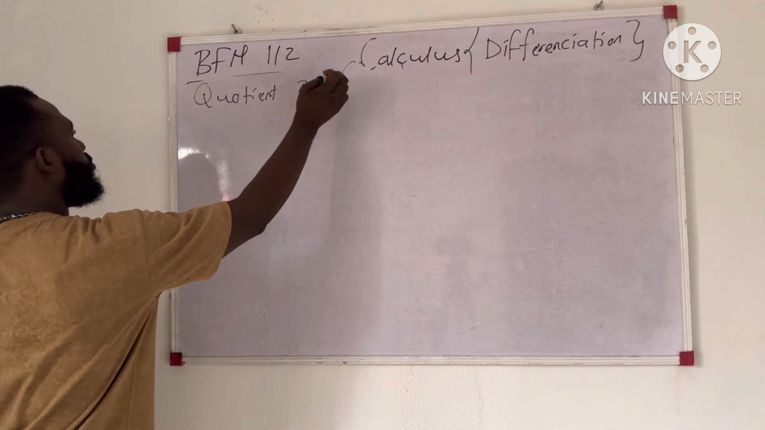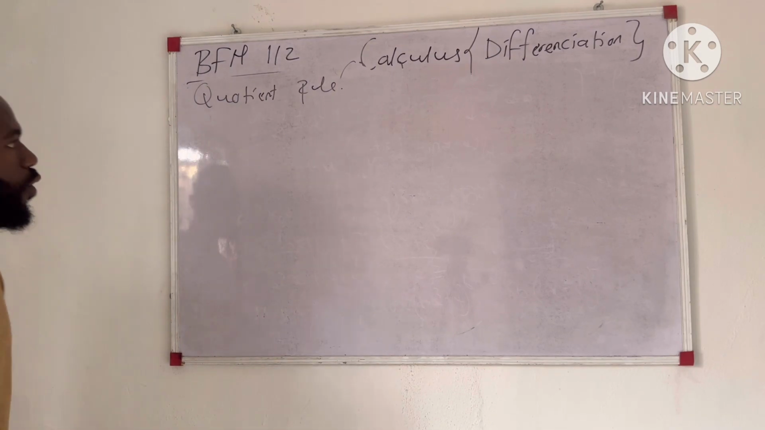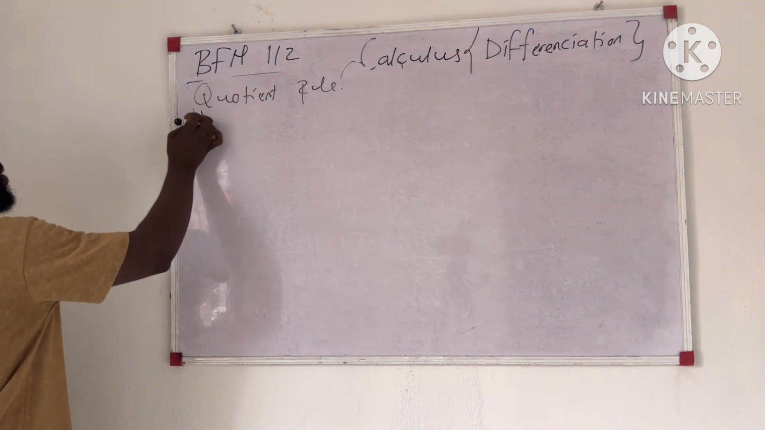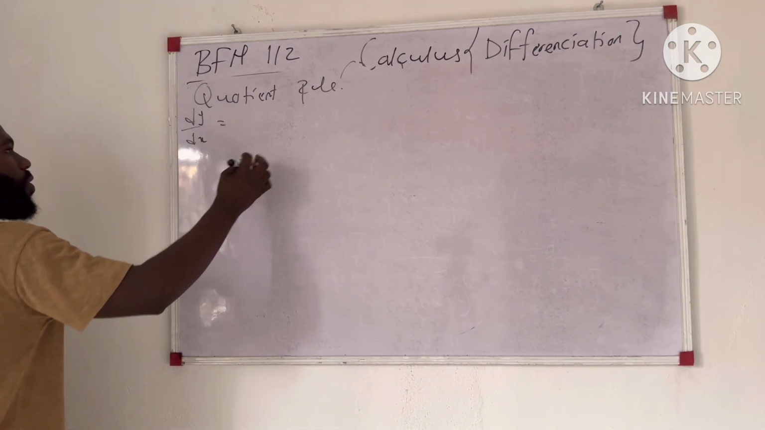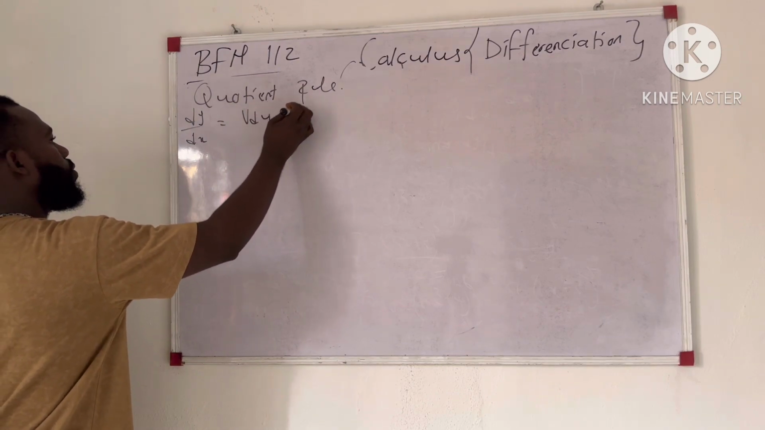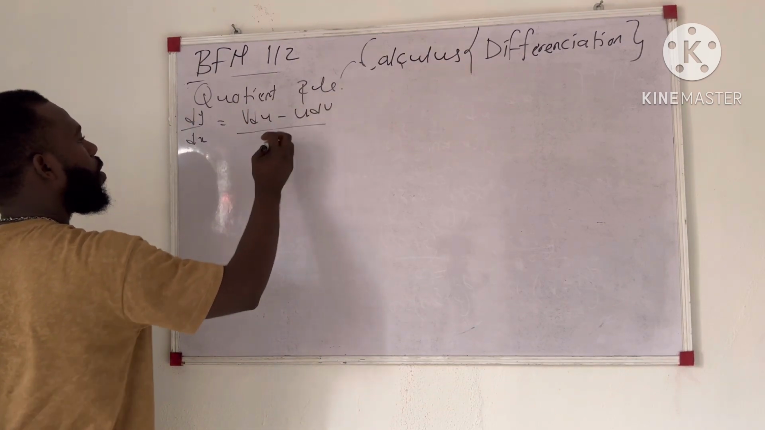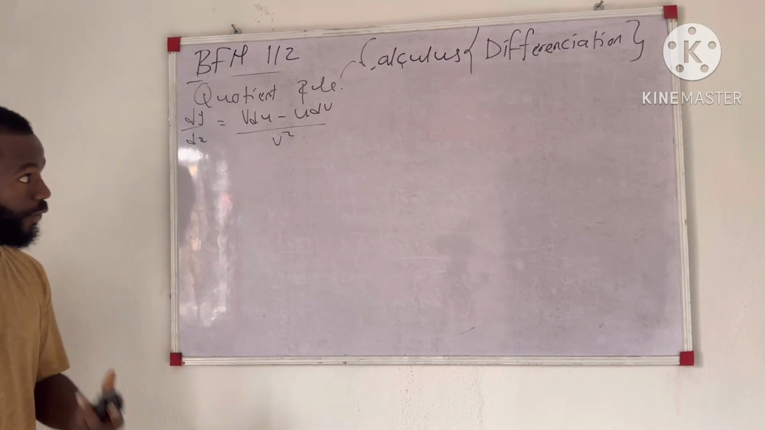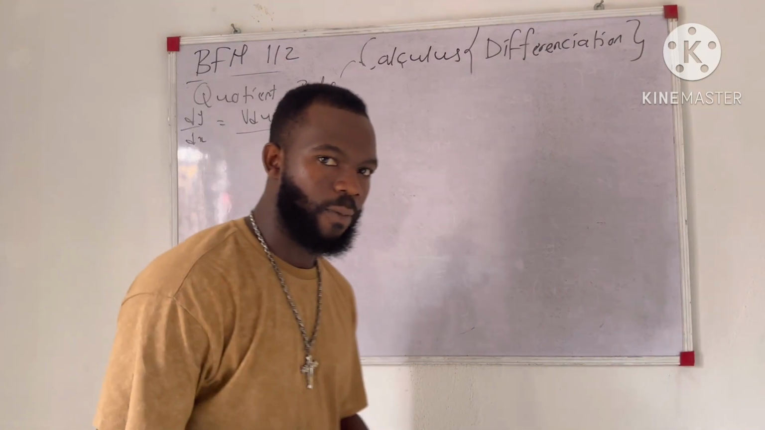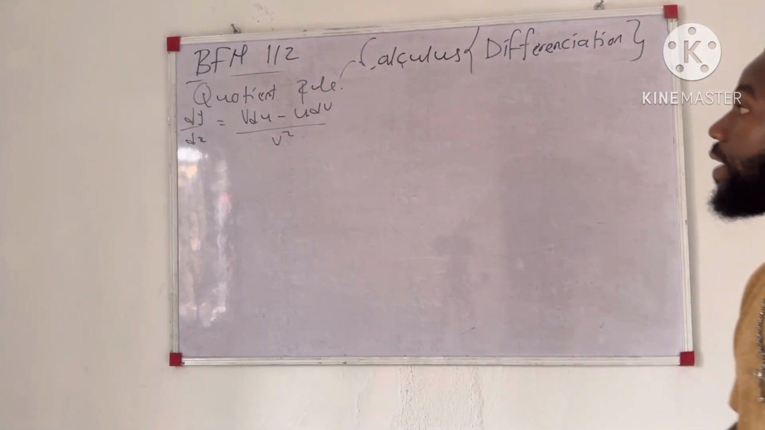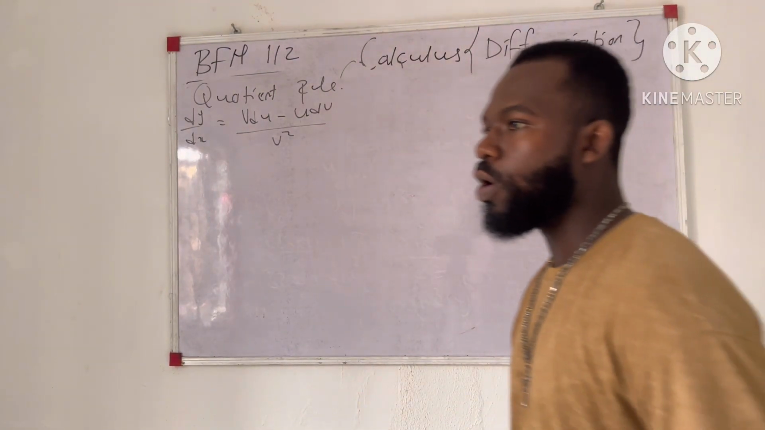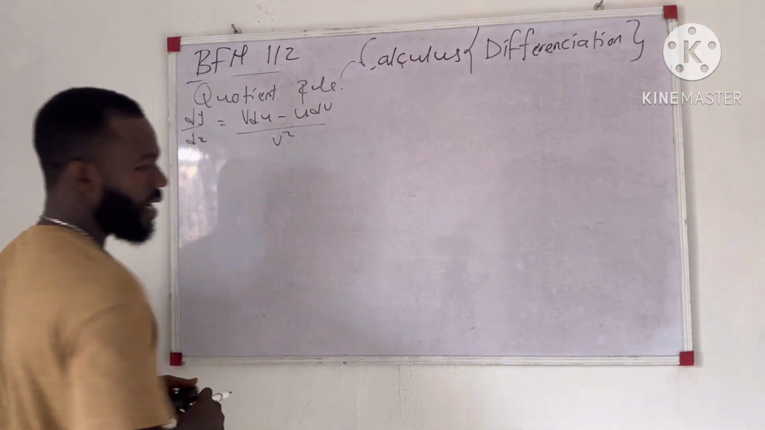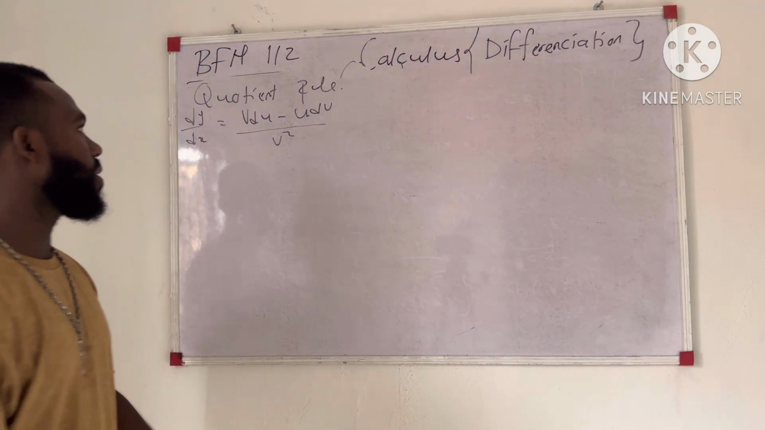Quotient rule. Now, the formula for quotient rule is dy over dx is equal to v du minus u dv all over v squared. V du minus u dv over v squared. This is the formula for solving quotient rule. So also we're going to be solving 2 questions and then we are done with today's class.